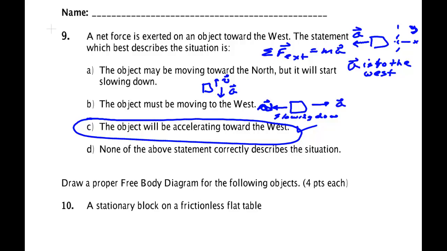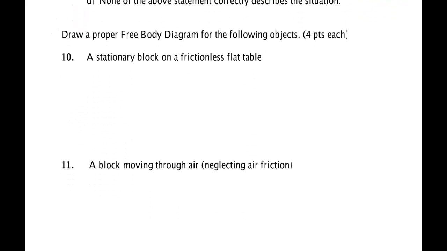Problem number 10 asks you to draw a proper free body diagram. You have a stationary block on a frictionless table. So you got something like this, and you have a block. Isolate the body, and then inventory the forces. There's weight, there's no applied force, there's a normal from the surface of contact.